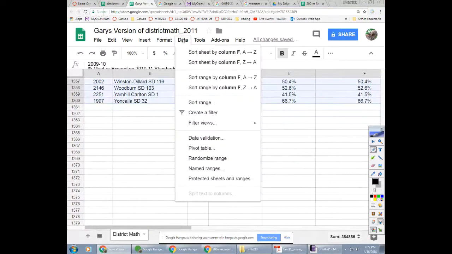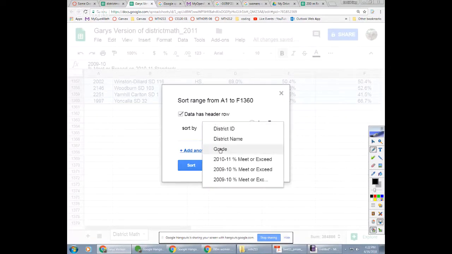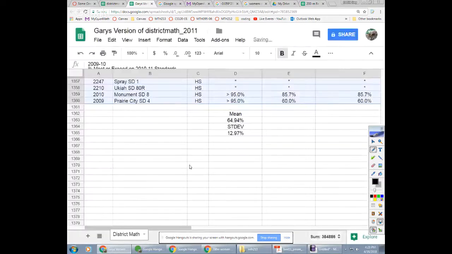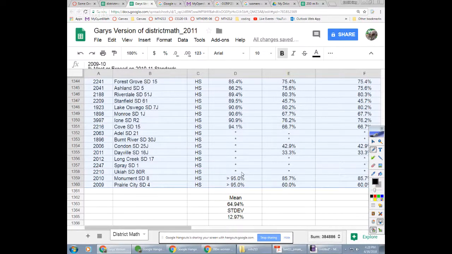So I'm going to choose, I talked about this before, data. I like to use the sort range option and indicate my data does have a header. And I want to sort by, in 2010-11, the percent of students who met or exceeded the outcome, go from smallest to largest. All right. And so the 99, so these are in the largest category. I forgot to scrub that data. And these are essentially non-existent. I can't call them zeros, we just don't have that data. So they didn't report at that time or they didn't report it at all.